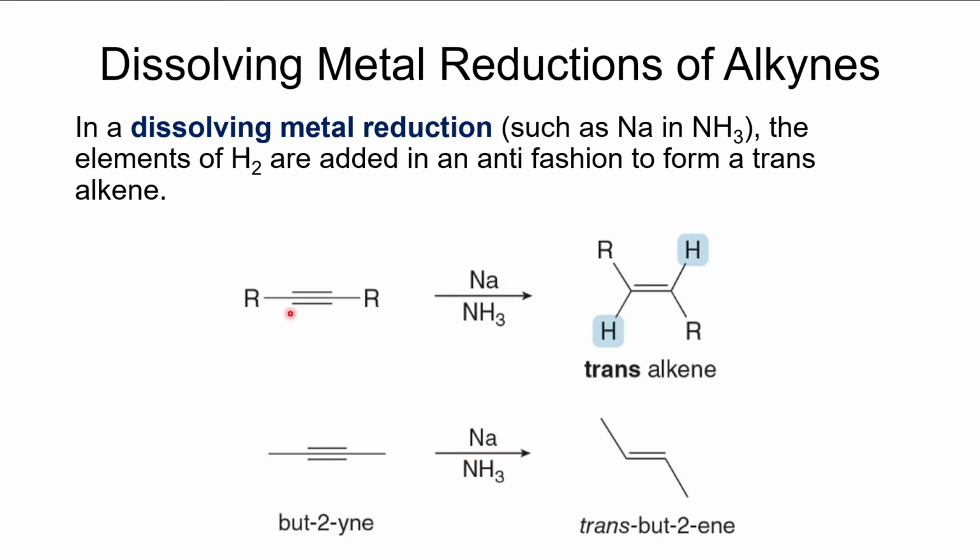So here we go. Here we've got our alkyne, just a regular alkyne. Here's our dissolving metal reduction reagent, sodium plus ammonia, and again, that ammonia is the solvent. And then we get our trans alkene. And here is an example, the 2-butyne, and we'll end up getting trans 2-butene.